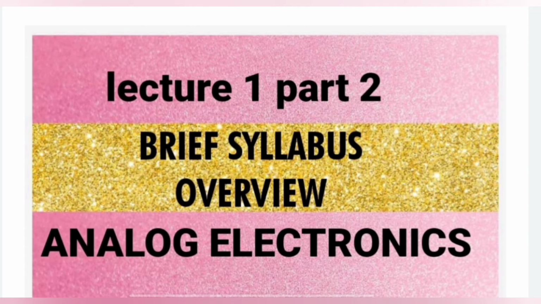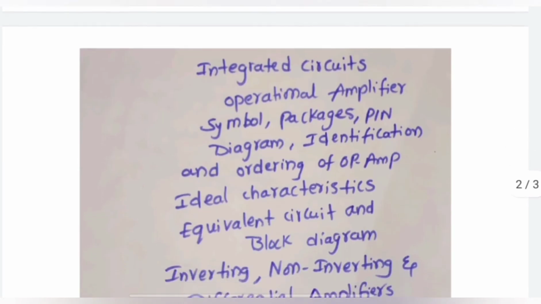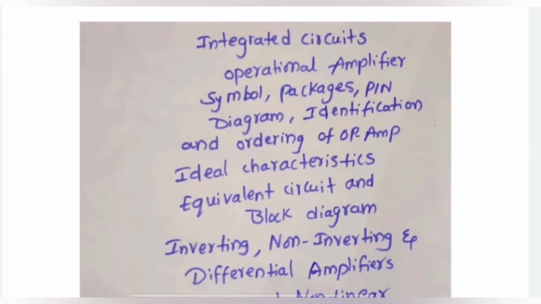Then we will move on to ideal characteristics of operational amplifier, which are infinite open loop gain, infinite input impedance, zero output impedance, infinite bandwidth, infinite slew rate, and zero offset. Then we will move on to what are the assumptions of an operational amplifier. Then the equivalent circuit block diagram.